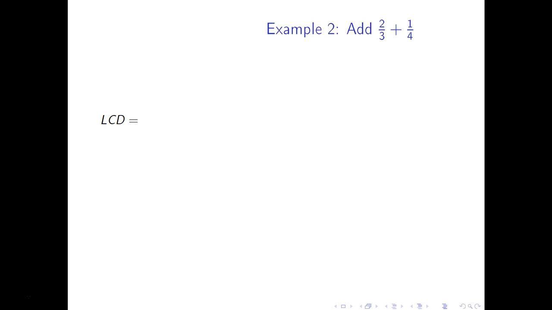Okay, hopefully you went through the process; you could have factored them and so forth. In this particular case, 3 and 4 have nothing in common, so the common denominator is 3 times 4, or 12. So 12 is my common denominator.